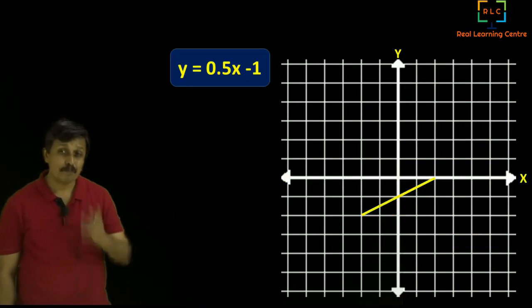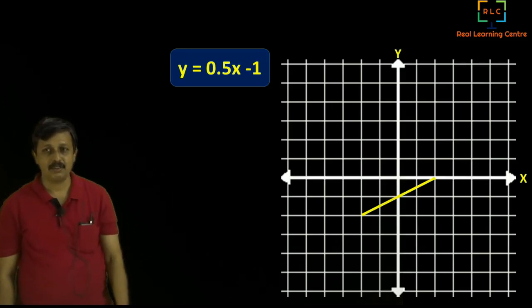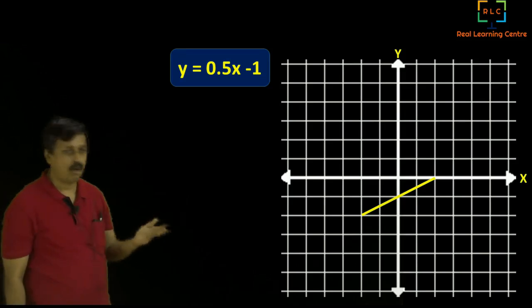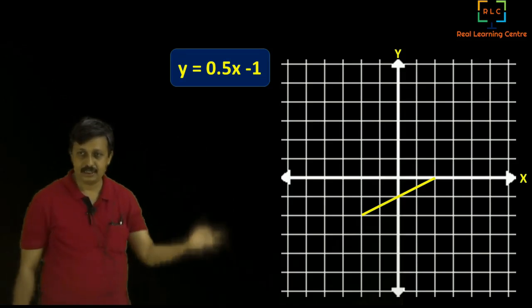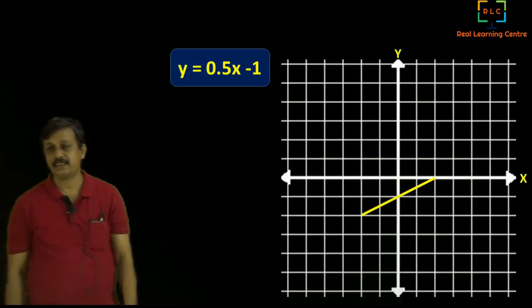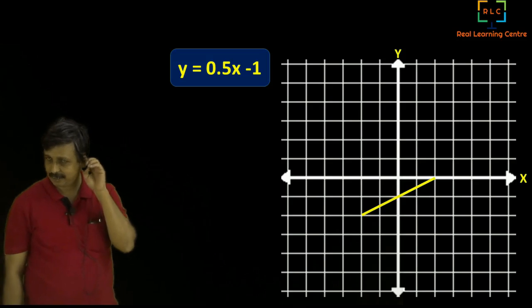Now, we will see some properties of this equation, what will happen. So, I am going to take y = 0.5x - 1. We already know how to plot that and we plotted it here. This is how it looked. I have not put the points here, but when you plot it, you will get it this way. Just the previous one is the same thing.